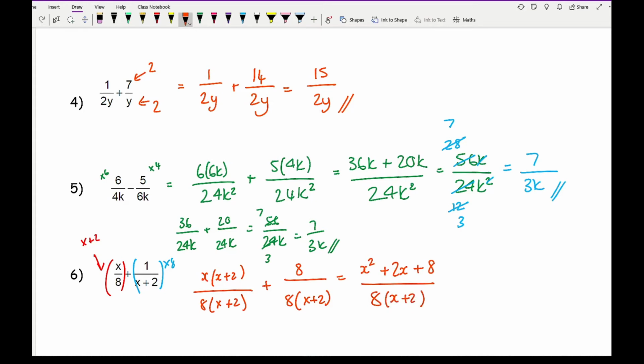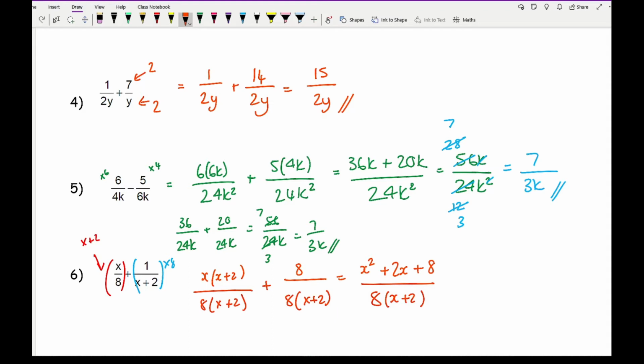Now again, a definitely useful tip is, yes, expand the brackets on the numerator, but try not to expand the brackets on the denominator. Again, because what you want to try and do is see if the top factorizes, and if it doesn't, then that will be your final answer.